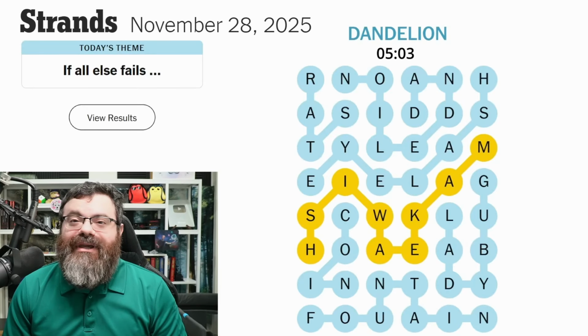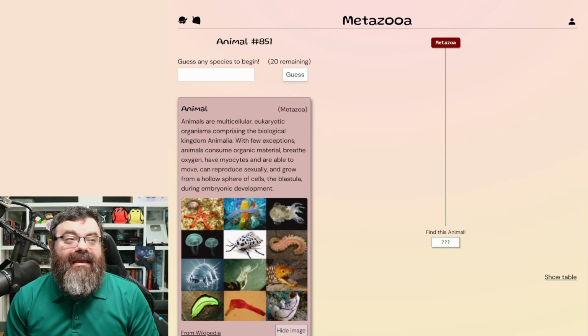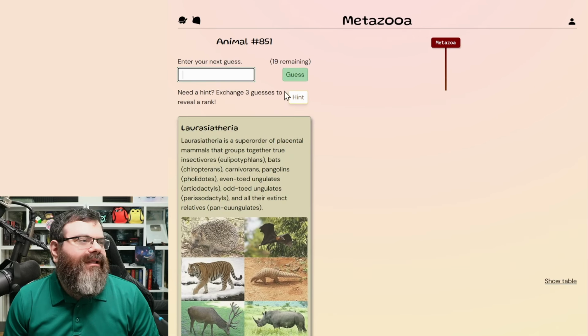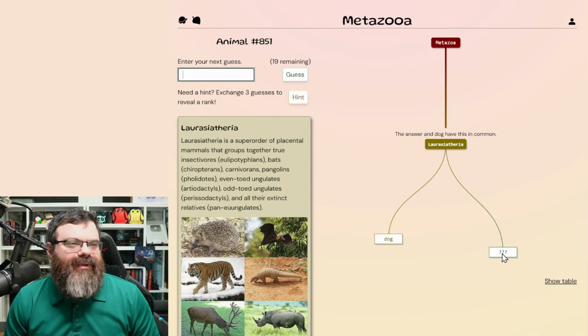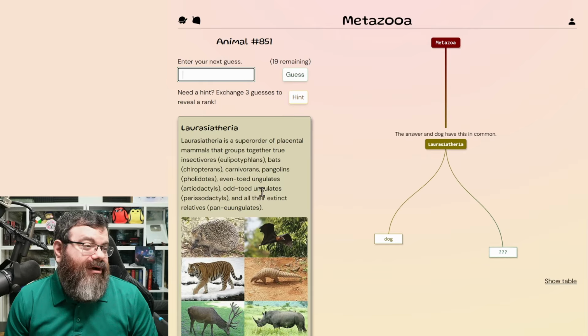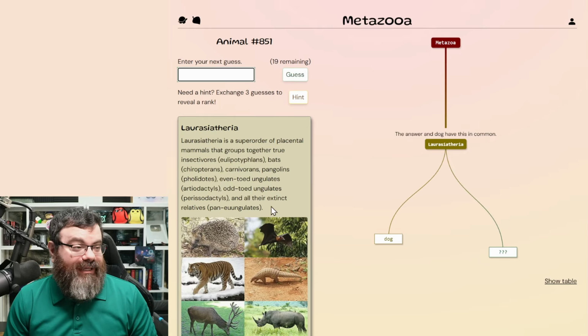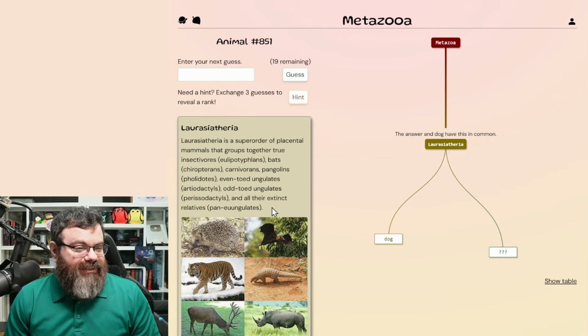All right, cool. Well, how'd you do? Hello, let's play Metazoa. So we need to guess an animal, so we're just going to start with dog, because why not? Okay, so our mystery animal shares the most recent common ancestor in the Laurasiatheria tree. A super order of placental mammals that groups together true insectivores, bats, carnivorans, pangolins, even-toed ungulates, odd-toed ungulates, and their extinct relatives. So I'm thinking we need to get far away from dog while still being in this list. So I'm just going to try a bat. How about a fruit bat?